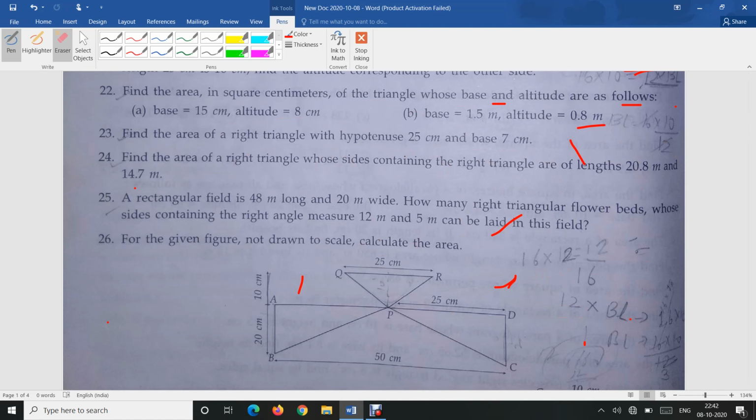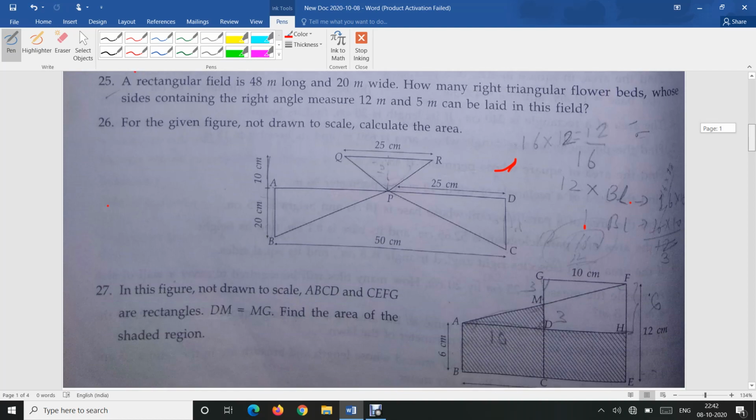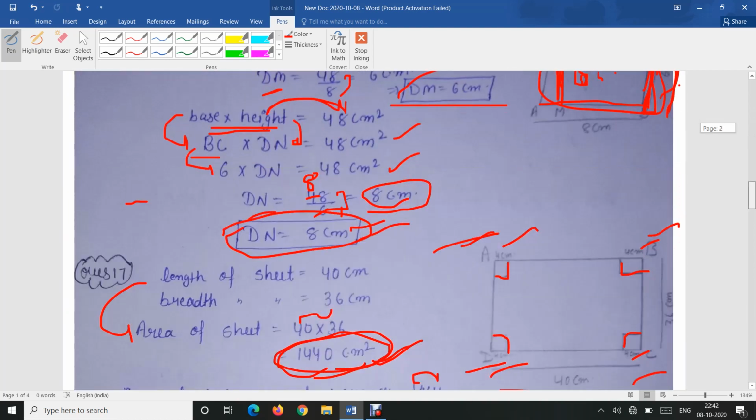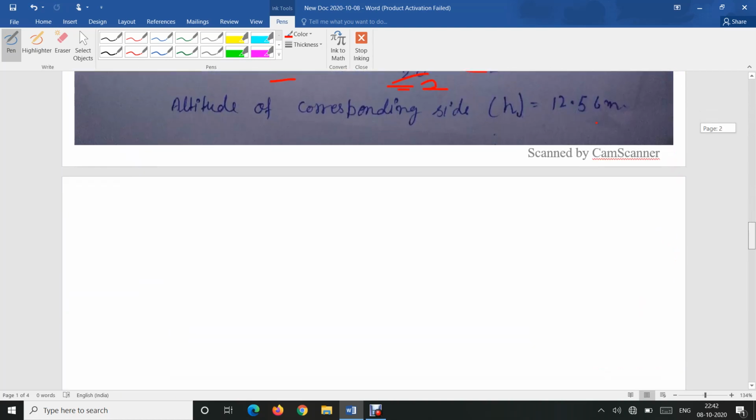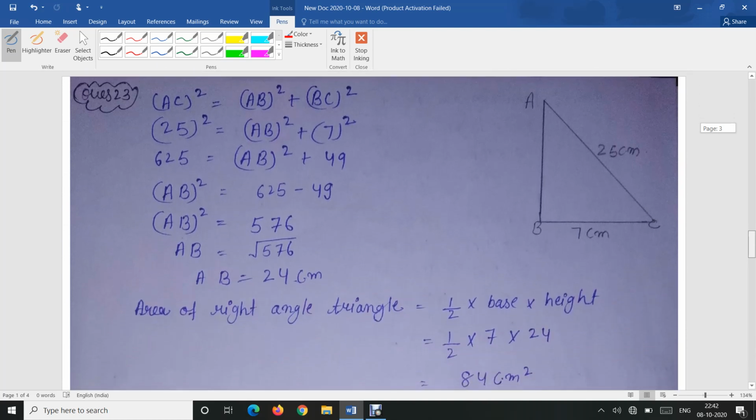Question number 23 is saying: find the area of a right triangle with hypotenuse 25 centimeter and base 7 centimeter. You have to find out the area for the right triangle, where the hypotenuse, that means one side, is 25 centimeter and the other side, which is base, is 7 centimeter. I told you in the previous class that the hypotenuse is always the largest side of any right angle triangle.